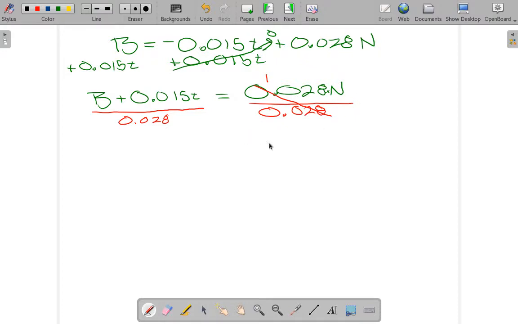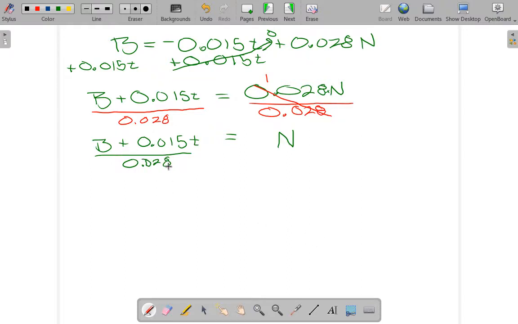1 times n is n. Oops, wrong color. And on the other side, I could leave it like that. That's okay. I could plug something like that into my calculator. And I'll double check in just a second. Oops, missed a 0 there, didn't I?